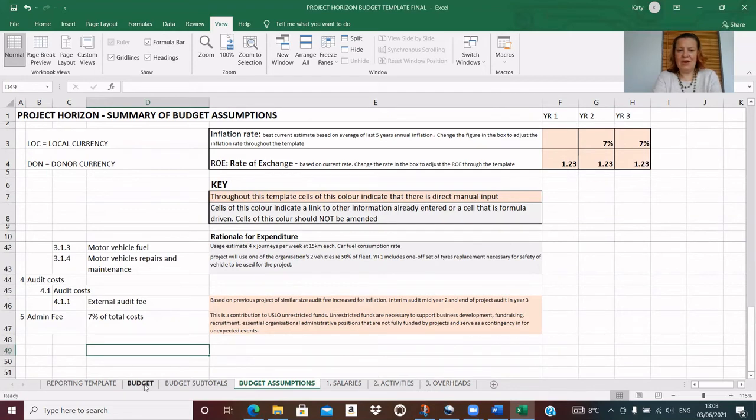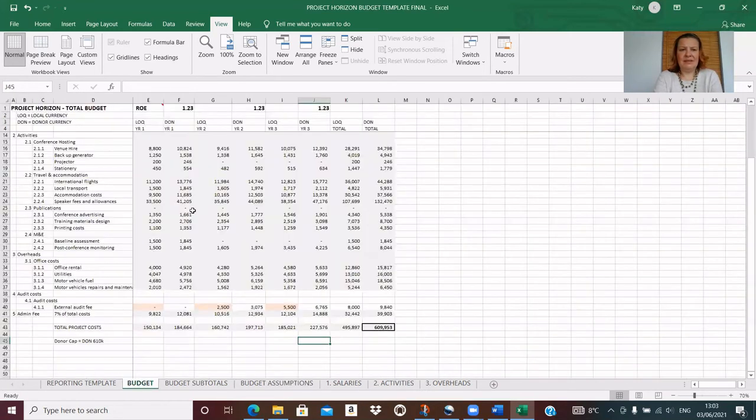Now let's have a look at the overall budget. Here we go. And so we can see that all of these numbers in grey are being brought in automatically from the budgets that we've already done on the supporting worksheets. The only one that I've needed to add here manually is my external audit fee. And I've put in my amount here for the interim audit that I mentioned in my budget assumptions. And then here I have added in the amount for my end of project audit. And now I have my complete budget.